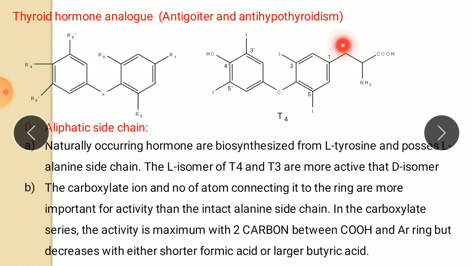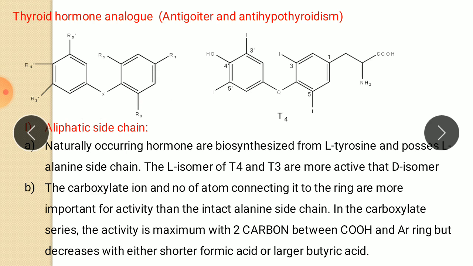So here there is a natural hormone, that is T4, thyroxine, and this is the structure of T4. It is a general structure of thyroid hormone. So here first we see the SAR of this thyroid hormone. In that, the first site is the aliphatic side chain. Aliphatic side chain means this side chain. It is called the aliphatic side chain.